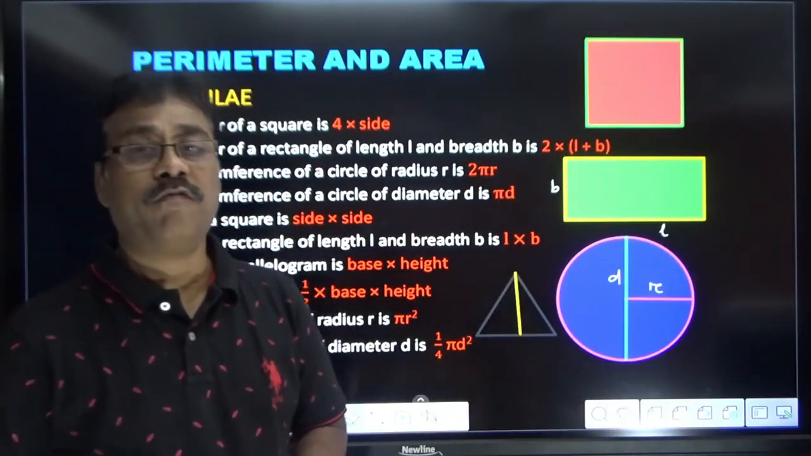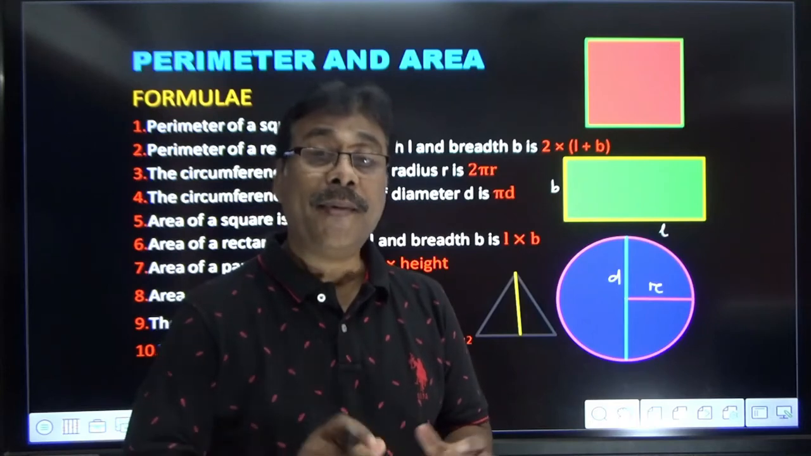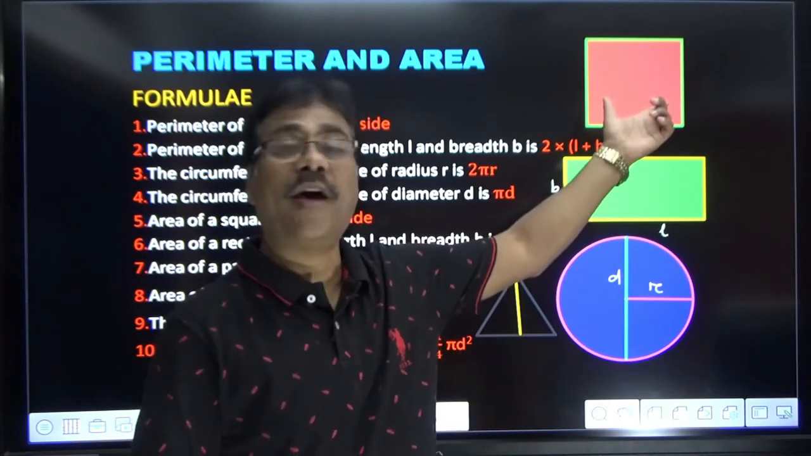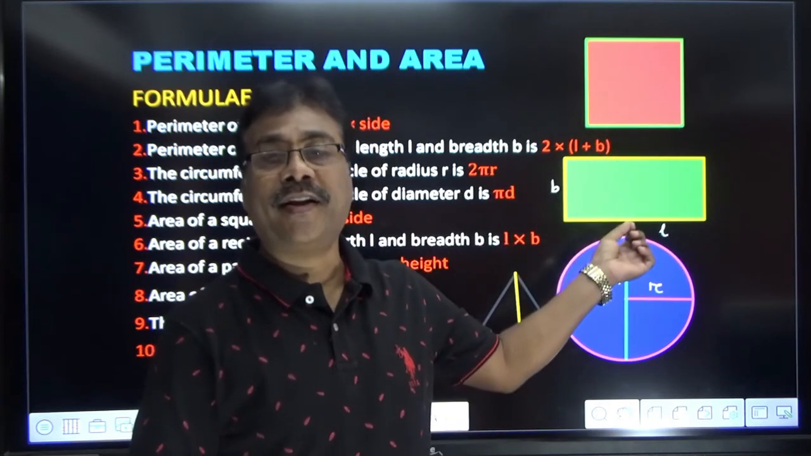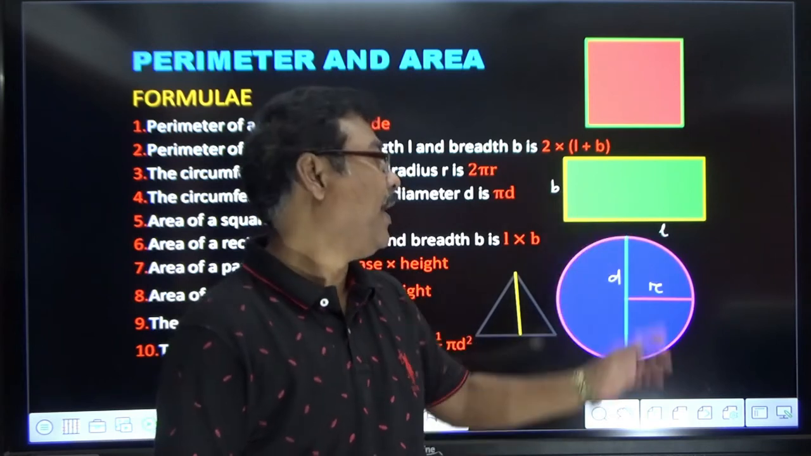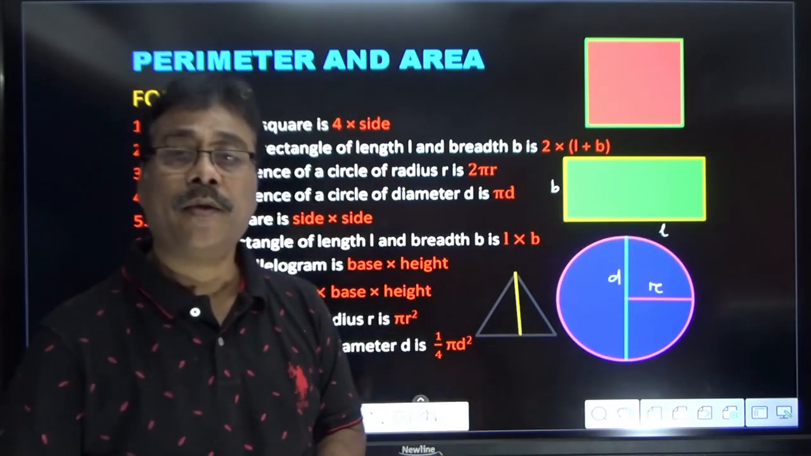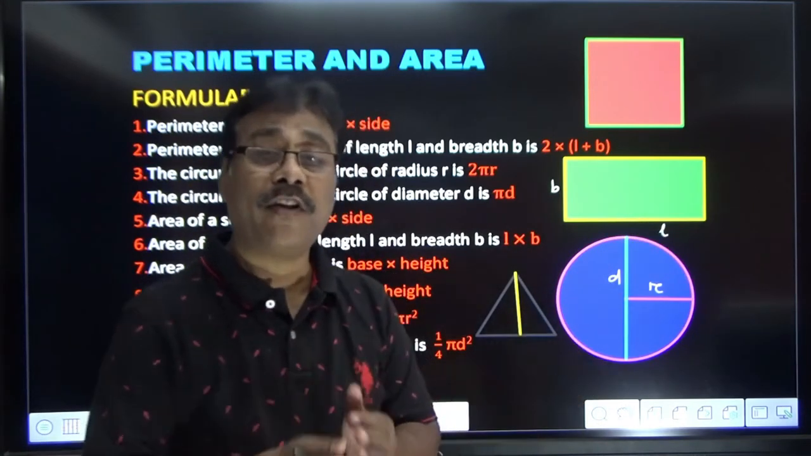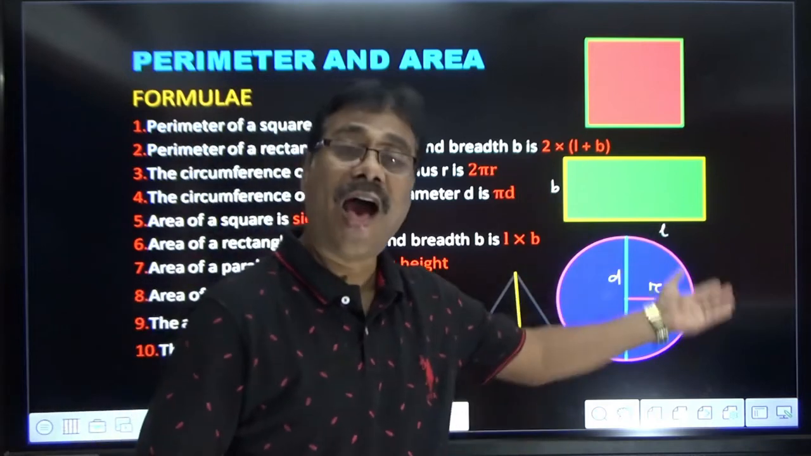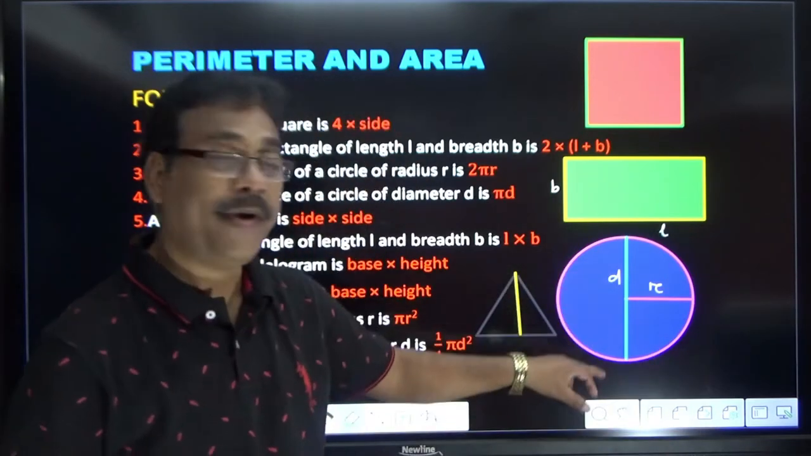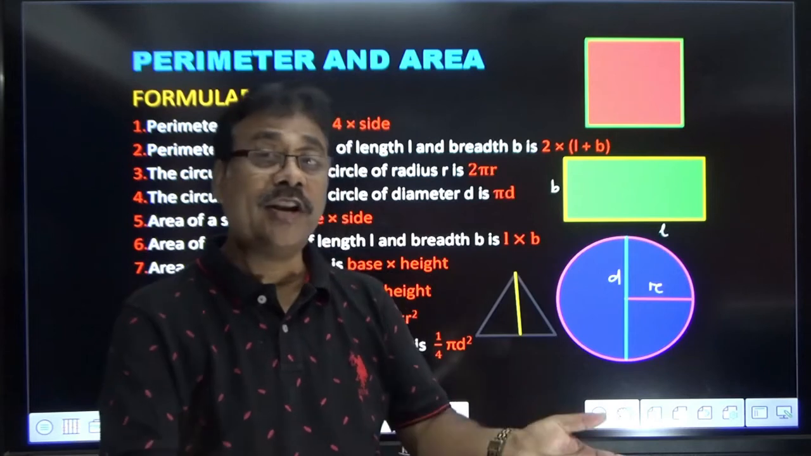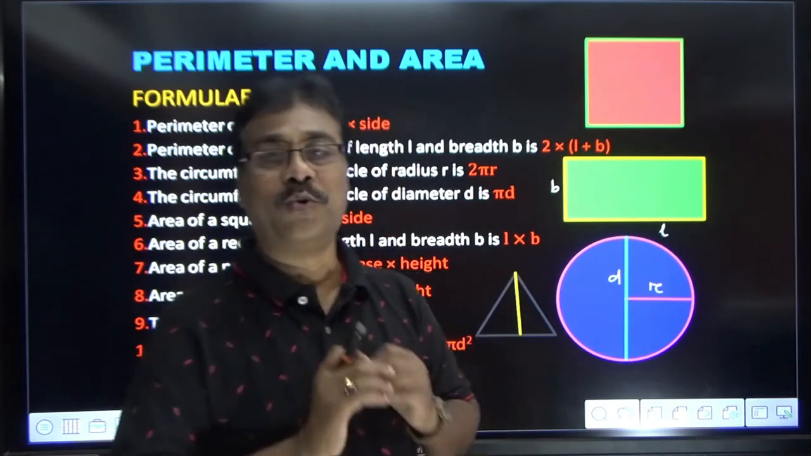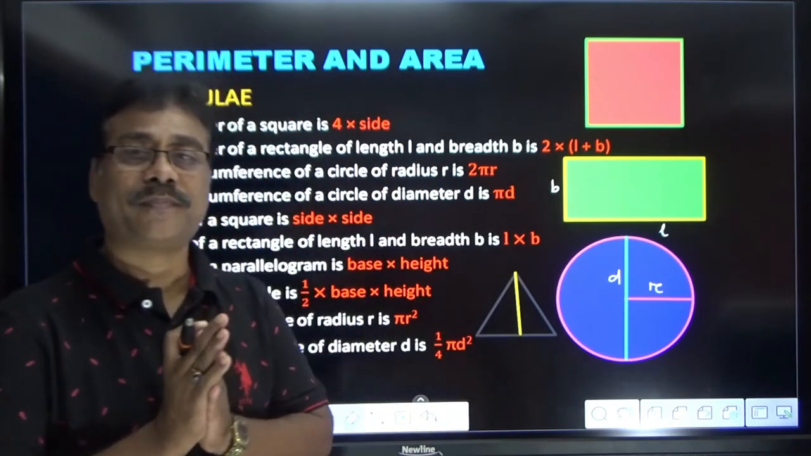Now you must be knowing the formula for the perimeter of these figures. Let me tell you once again. If it is a square, 4 into side. If it is a rectangle, 2 into (L plus B), where L is its length and B is breadth. If it is a circle, the perimeter is known as circumference, and it is 2 pi r, for radius. For diameter, it is pi into d. And what is the relation between d and r? Yes, d is equal to 2r, or r is equal to d by 2.